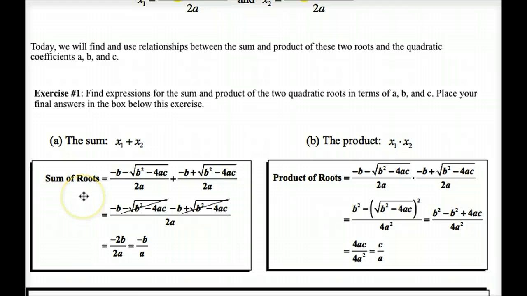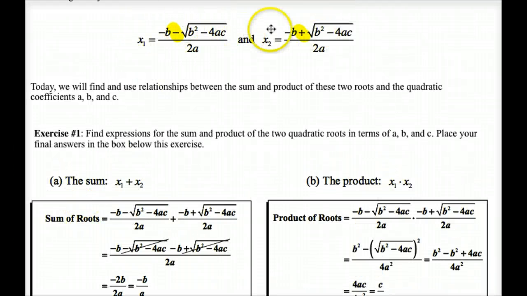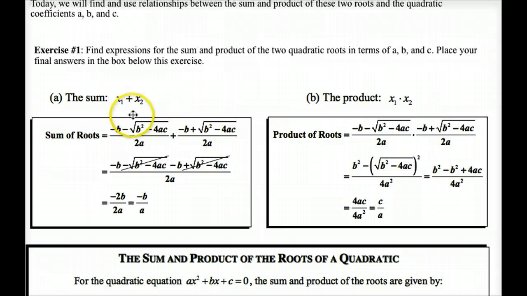So the sum is I'm taking x1 and x2 together and I'm adding them. So we can combine them, make it one denominator since it's all 2a. Then I just cancel my square root because one's plus and one is minus, and I'm left with minus b over 2a, which gives me minus 2b over 2a, and I can divide both terms by 2, and I am left with the sum being minus b over a.